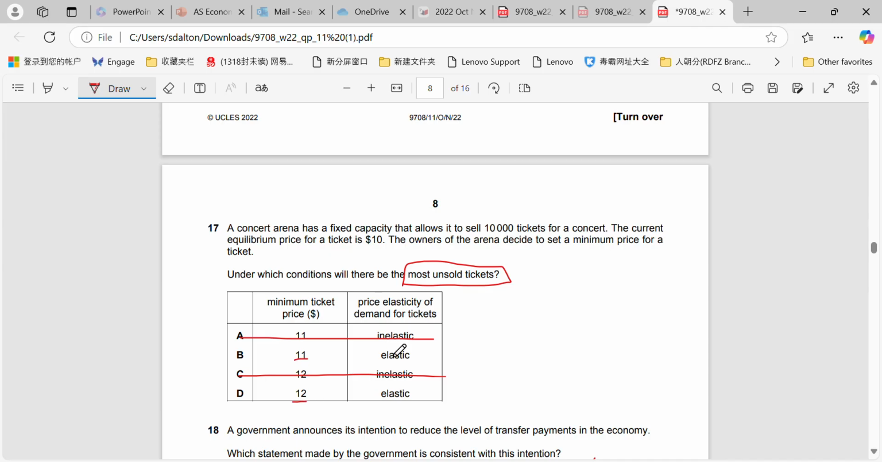If it's elastic, we know that the demand for the tickets is going to reduce by more than the increase in price. So the price here will increase by 10%, which means that the demand here would have to decrease by more than 10%. But if the price for D increases by 20%, then the demand for the concert tickets will have to decrease by more than 20%, which means that we will at least have 2001 tickets unsold. So it would have to be D.